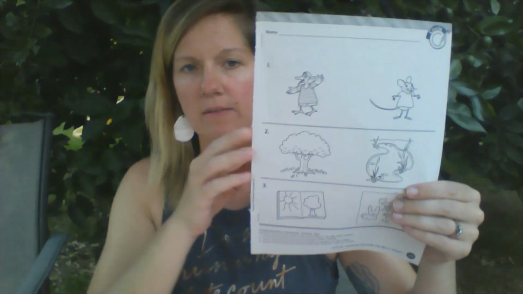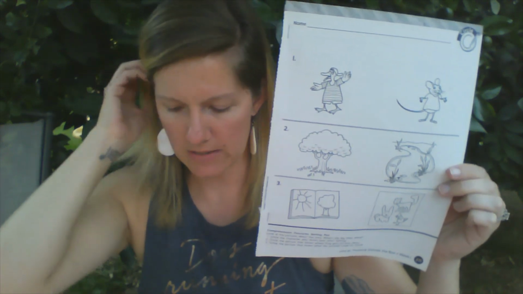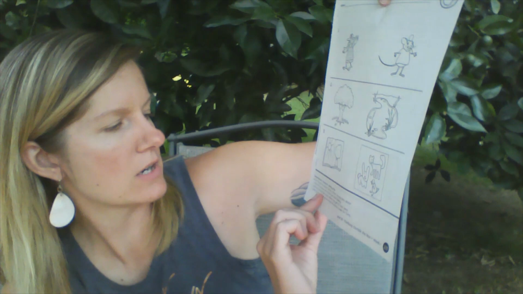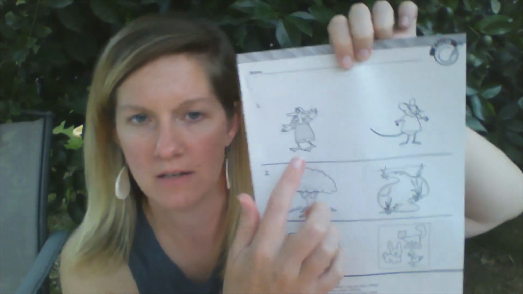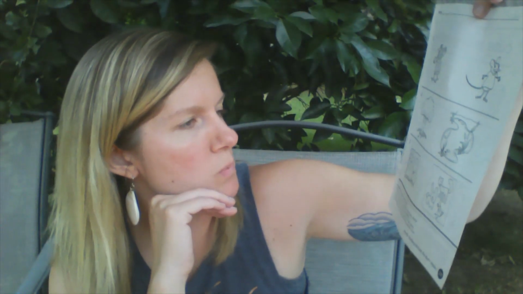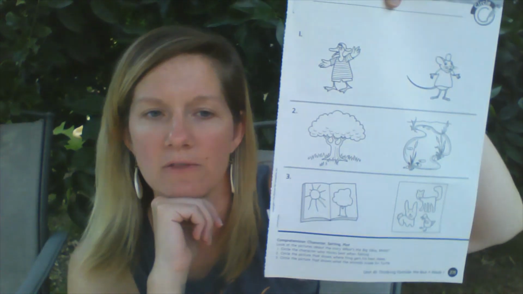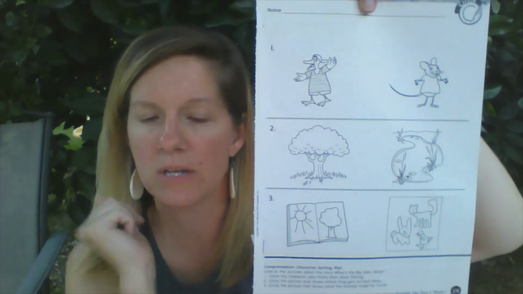Alrighty. So let's take a look at what work you're going to do today. You are going to pull out this page from your work packet, and we're going to think back to the story. What's the big idea, Molly? Alright, we're going to answer a few questions. You're going to circle the character who thinks best when swimming. Was it the duck or was it Molly? Which picture shows where Frog gets his best ideas? Under a tree or in the pond? And then number 3. Which picture shows what the animals made for Turtle? A book with trees or a picture with animals?